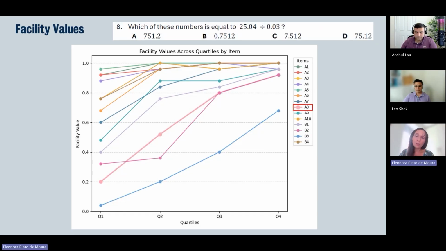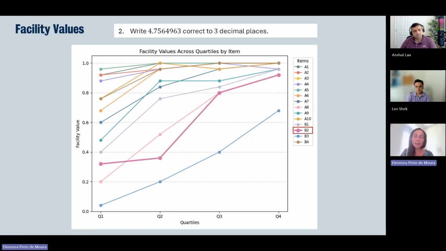We can see, for example, that item A8, also here in light pink, has quite a similar pattern, showing that the facility value increases as the student ability increases as well.